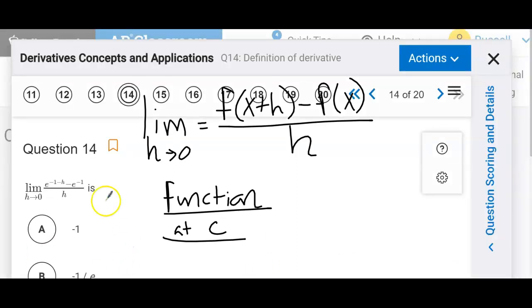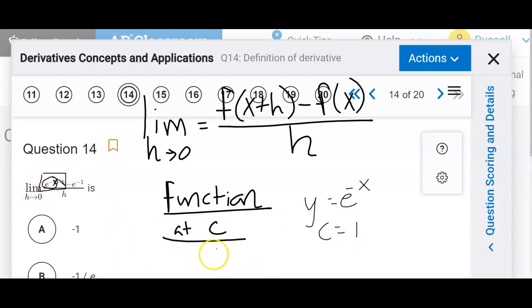And in the notes, we talked about how to handle these. You look at this first piece here. You get rid of the h, and you replace the number with an x. And that will tell you what your function is. So my function is y equals e to the negative x. And what number did we replace with an x? It was a 1. So c equals 1.